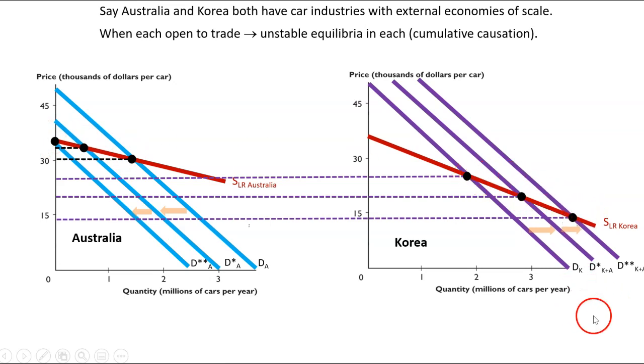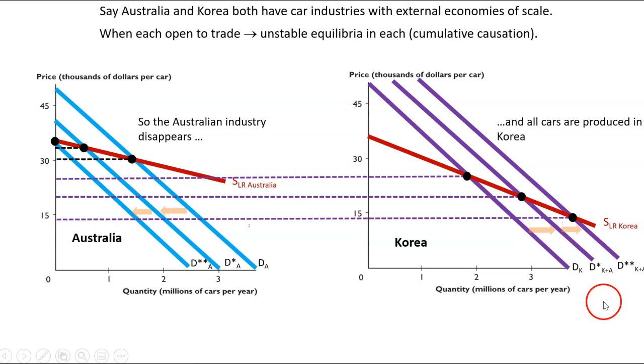It doesn't stick to one place until this point now, because now the Australian industry disappears because there's no demand for its product anymore. Demand is zero at the price that it now charges. And all of the demand has gone to Korea. Korea now produces all the cars for both countries. Not good news, even when there's external economies of scale for Australia.